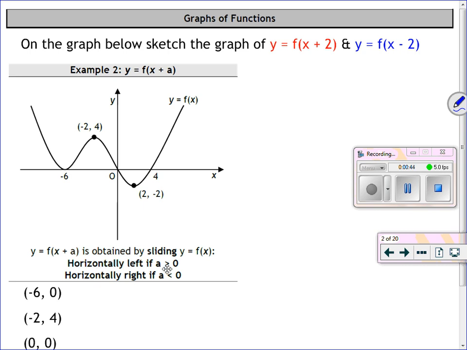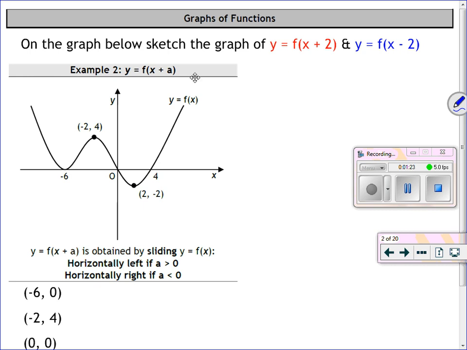So the explanation at the bottom describes what this looks like. We move the graph horizontally left if this a value is bigger than 0. We move it horizontally right if the a value is less than 0. So that's opposite to what you think. You've seen a bit of this in National 5 when you were asked about moving trig graphs or quadratic graphs left or right. That whenever you have numbers inside the bracket, you're actually doing the opposite process.